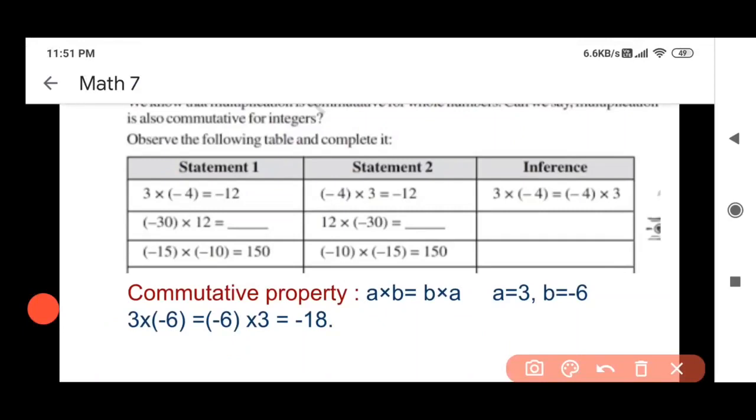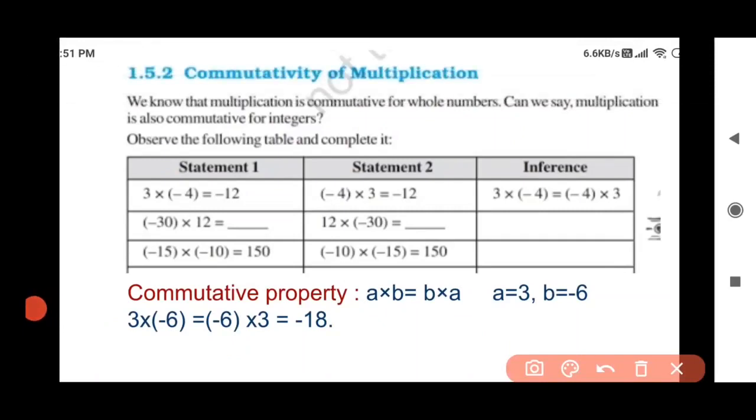Commutative property. Commutative property of multiplication in integers. We know that multiplication of whole numbers is commutative. Can we say multiplication is also commutative for integers? Observe the following table and complete it. Statement 1: 3 into minus 4 equal to minus 12. Minus 4 into 3 equal to minus 12. So 3 into minus 4 equal to minus 4 into 3 equal to minus 12. So the commutative property: a into b equal to b into a.